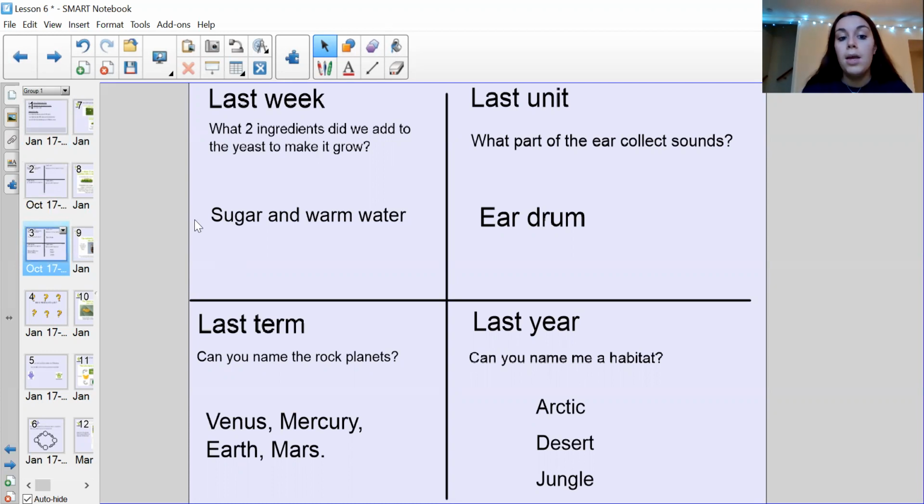Last term, naming the rock planets, they are Venus, Mercury, Earth, and Mars. We are a rock planet, not a gas planet. So well done if you got those ones right. And can you name me a habitat? So I've just put 3 down, Arctic, desert, and jungle. But if you've put rainforest or tropical or anything that you know is a habitat, then give yourself a tick.